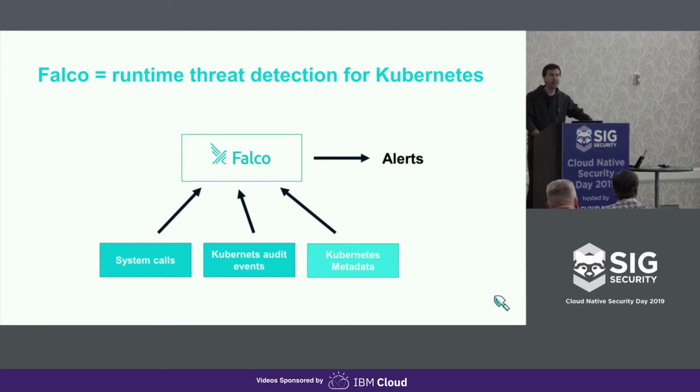Essentially, it works as an anomaly detection engine that can take multiple inputs, for example, system calls that are captured by deploying the Falco agent. It can take Kubernetes audit events and mixes all of these with Kubernetes metadata to produce alerts, to tell you if something is wrong in real time, at runtime with your Kubernetes environment.